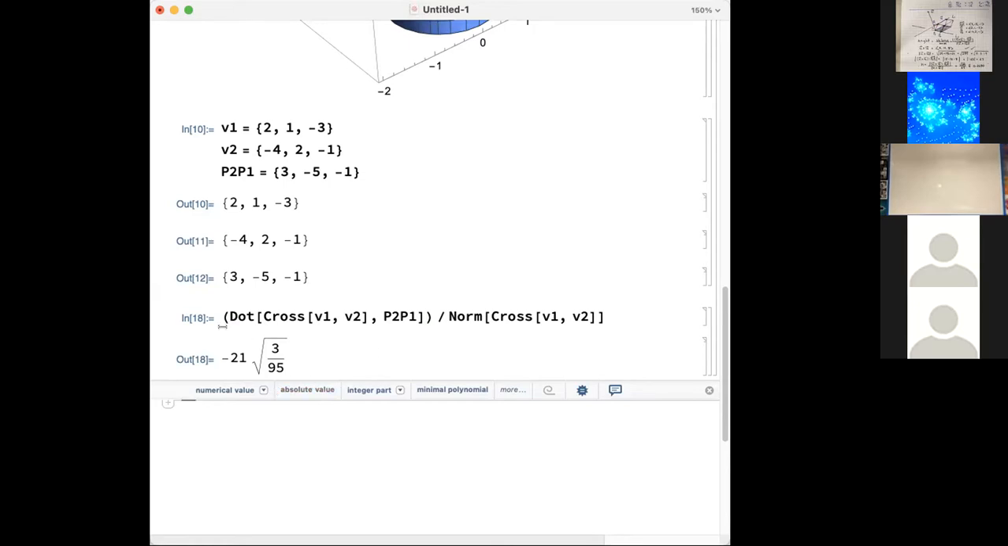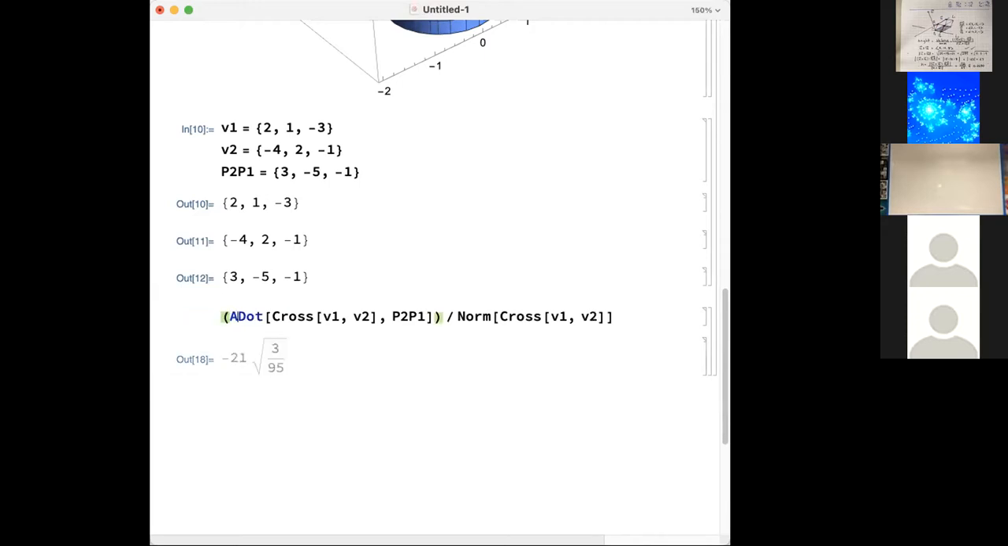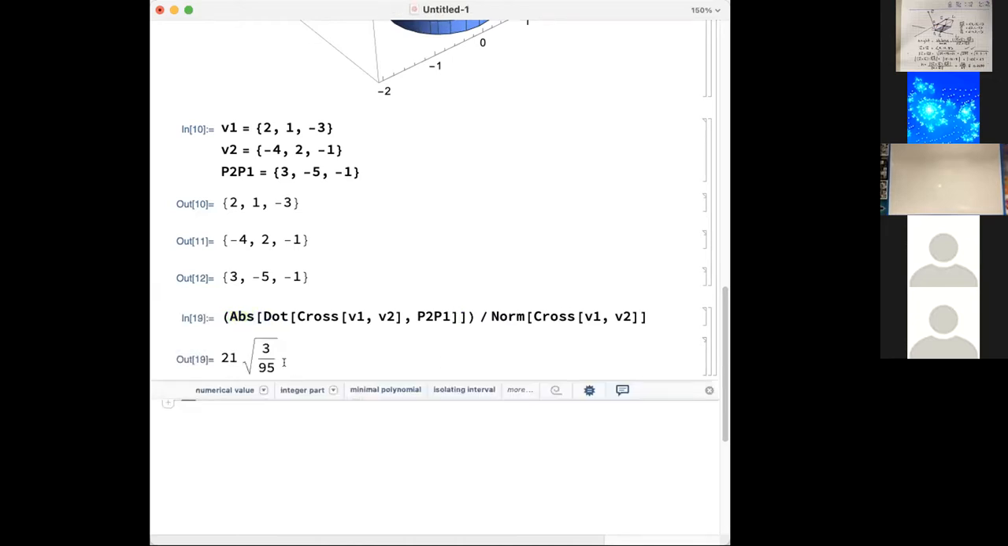Now, what should we do about that? Oh, I'm supposed to take the absolute value at the top, right? So the command in Mathematica is absolute value. And this still looks goofy. But if you multiply top and bottom by 3 or top and bottom by root 95, I think this would simplify, or I hope it would simplify into what we want.